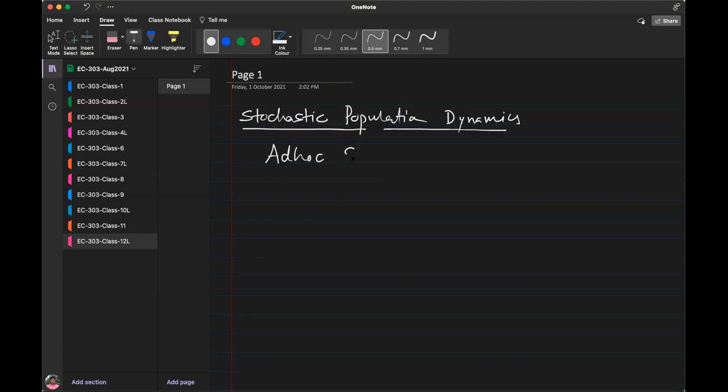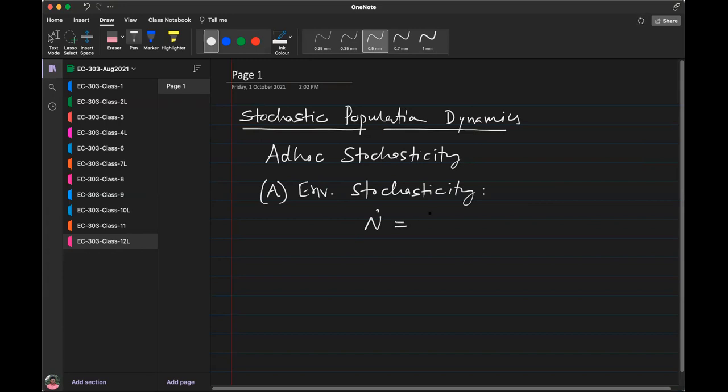And that is done usually in two ways. One, if you think of environmental stochasticity, we just merely add noise in an additive fashion. For example, if the mean field model was n dot is equal to f of n, we just add a term eta t, where eta t is a Gaussian white noise.